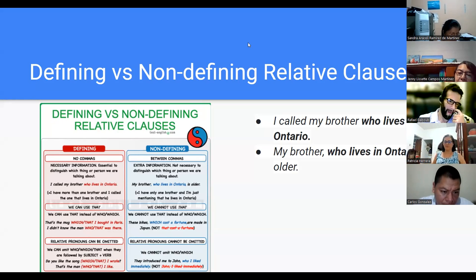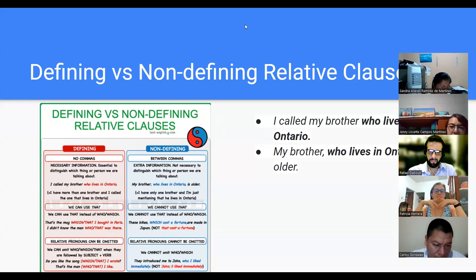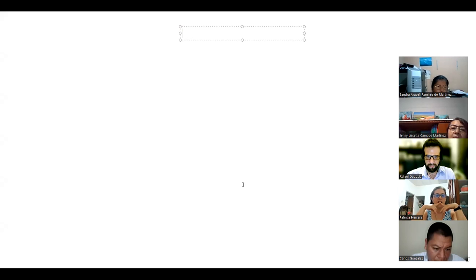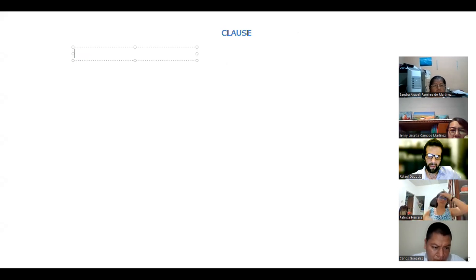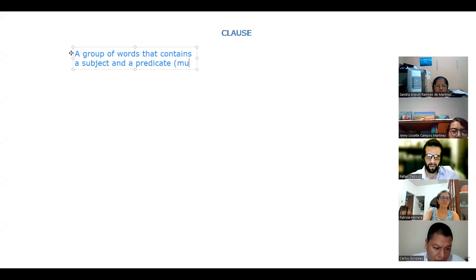All right. So anyways, what is a defining and non-defining relative clause, right? So guys, we know what a clause is, right? Notice how crazy this is getting, guys. Because I told you, we have two different groups of clauses, right? So first of all, what is a clause, guys? Quickly. You know what a clause is, right? Give me the actual definition of a clause. It's a group of words. Okay, very good. A group of words that contains a subject and a predicate. Okay, it must have a verb.